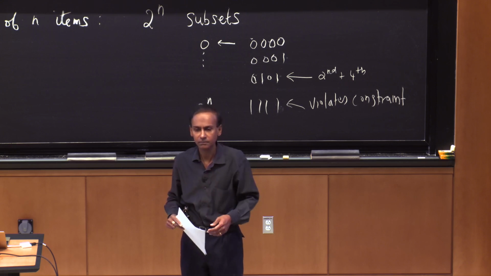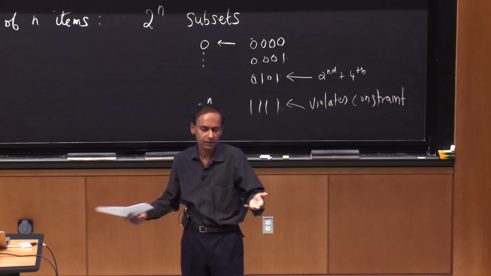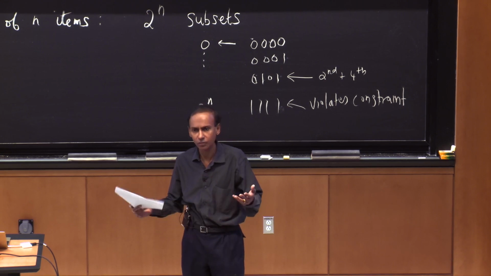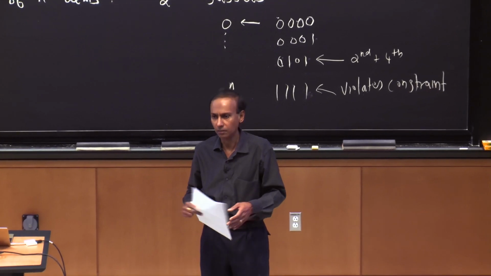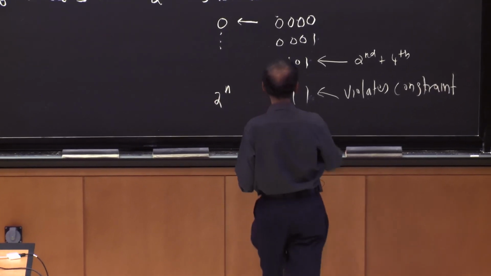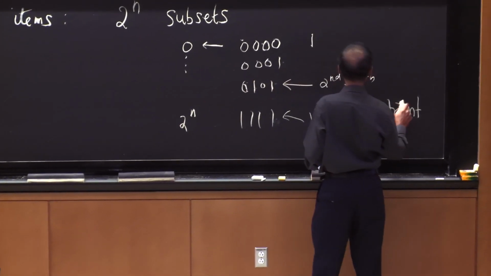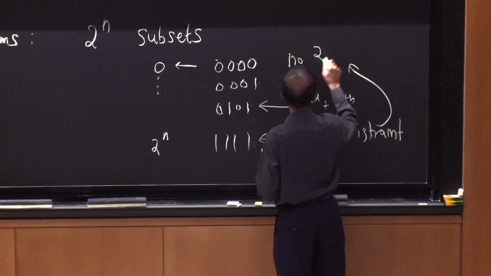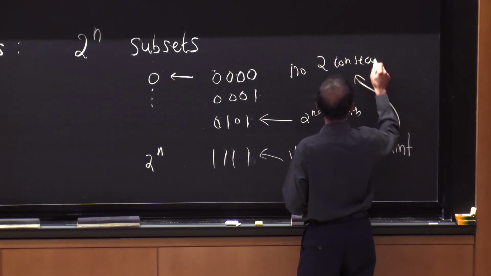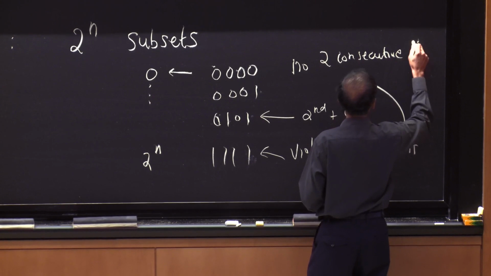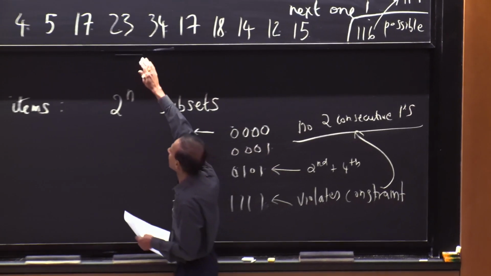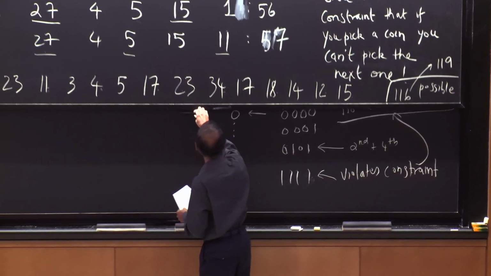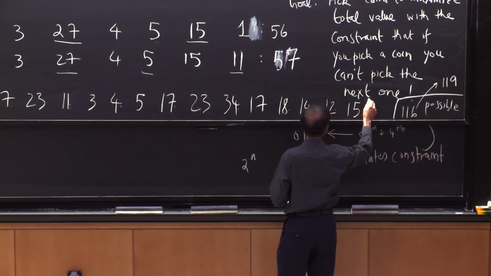Yeah, go ahead. There is no 2 consecutive ones. Yeah, you have no 2 consecutive ones, right? If you ever see 2 or more consecutive ones, you got a problem, right? So that's easy to check. And this constraint is no 2 consecutive ones. Okay?